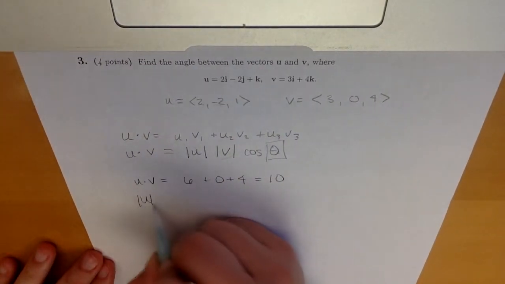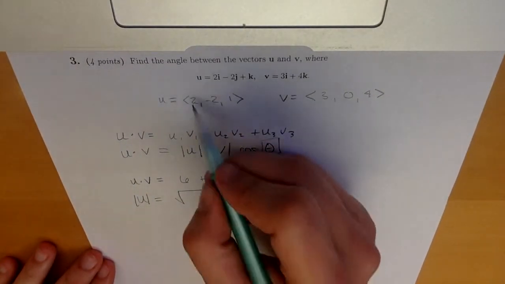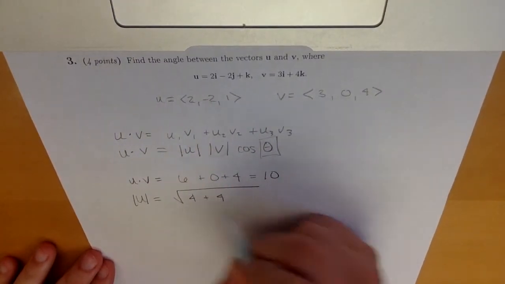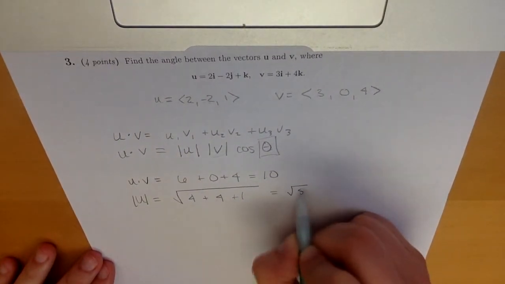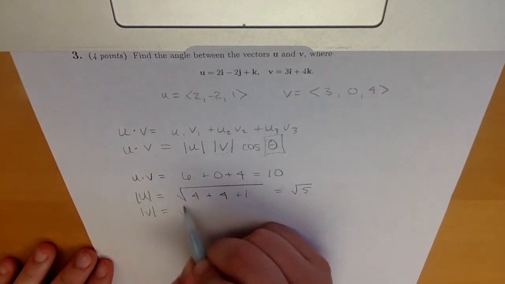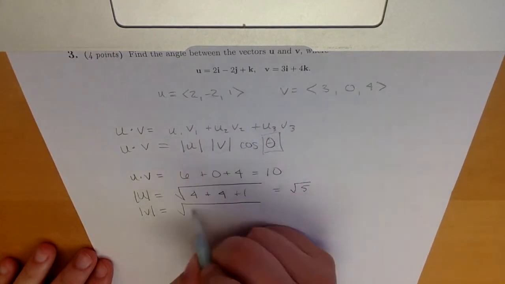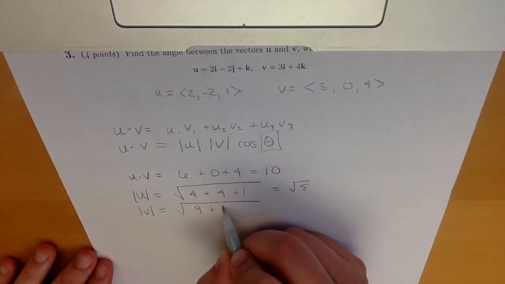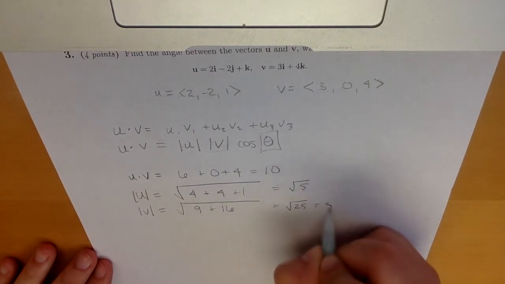Now the magnitude of u is just the length of this vector. So the square root of 2 squared, which is 4, plus negative 2 squared, which is also 4, plus 1 squared, which is 1. So the magnitude of that vector is the square root of 5. Now the magnitude of v is again the length. So the square root of 3 squared, which is 9, plus 4 squared, which is 16. So this is the square root of 25, which is 5.